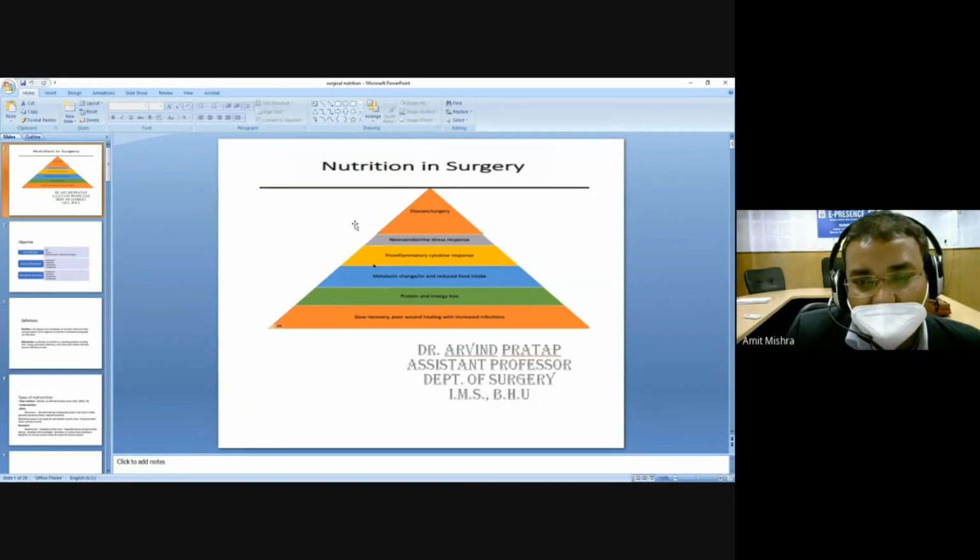If the patient has undergone any surgery, there is a neuroendocrine response, then a pro-inflammatory cytokine phase, and metabolic changes. This all happens when any patient undergoes a surgical procedure. Then there is a sort of protein energy loss, and there is slow recovery, poor wound healing, and increasing infection. So basically, this ladder is related to most of the outcomes of the surgical patient after the surgery.